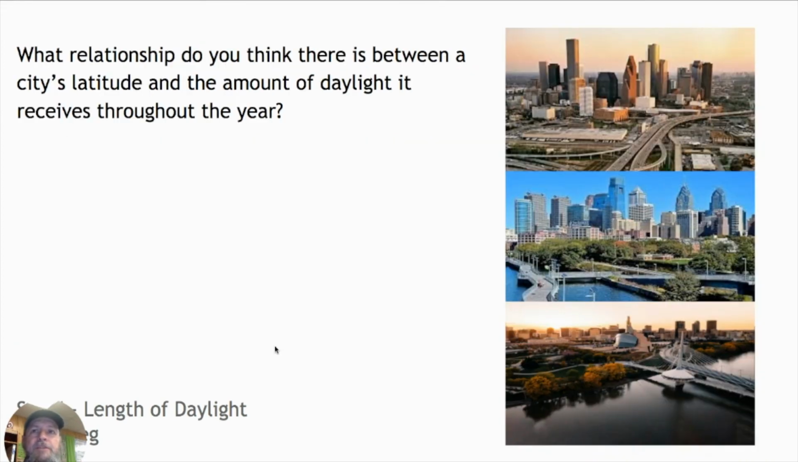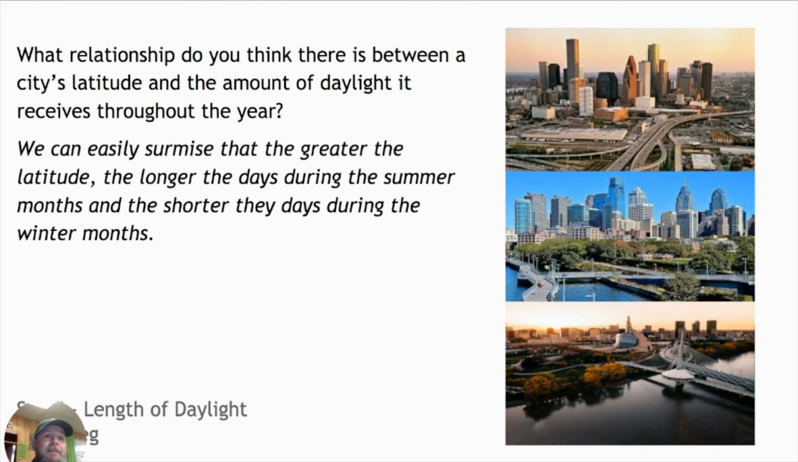All right, what relationship do you think there is between a city's latitude and the amount of daylight it receives throughout the year? And this should be really simple. We can easily surmise from this exercise that the greater the latitude north of the equator, the longer the days during the summer months and the shorter the days during the winter months. And that's true. And actually, it's the same south of the equator. The further south of the equator it is, the longer the days are during the summer months, and the shorter the days are during the winter months.